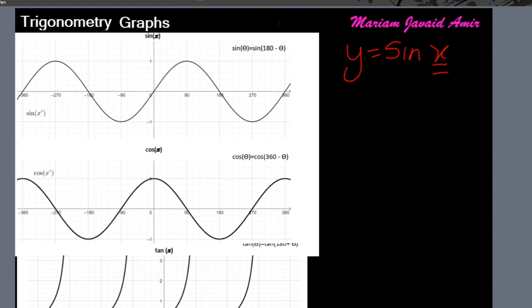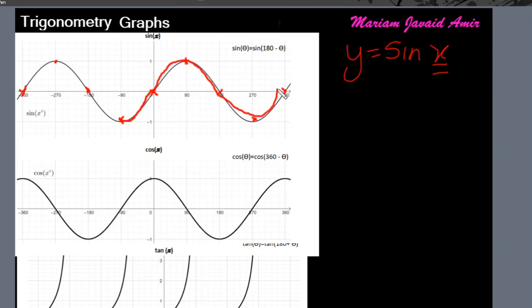Alright, so in your calculator, when you find sine 0, you'll get 0. When you find sine 90, you'll get 1. Then sine 180 will be 0. Sine 270 will be minus 1, and for sine 360 you'll get 0 again. And same for these particular angles. So you'll simply join these points with a free hand and a smooth curve.